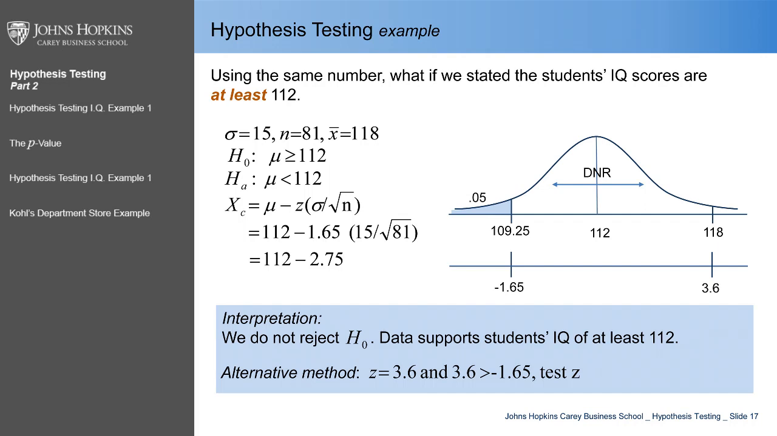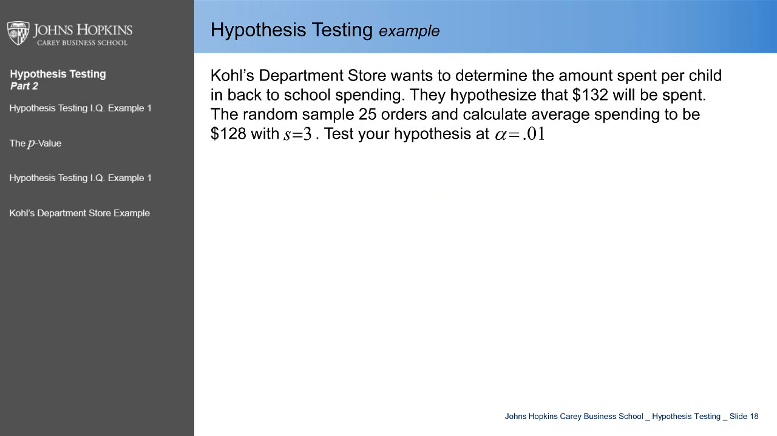Let's look at one more example. Here we have Kohl's department store. They want to determine the amount spent per child in back-to-school spending. They hypothesize that $132 will be spent. They take a random sample of 25 orders, and they calculate the average spending to be $128 with a sample standard deviation equal to 3. We're going to test our hypothesis at alpha equal to 0.01.